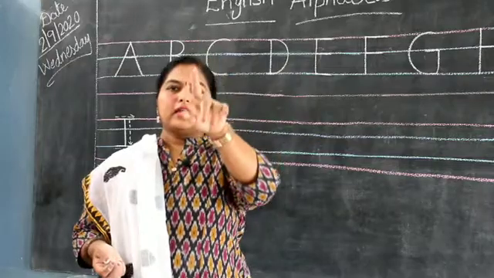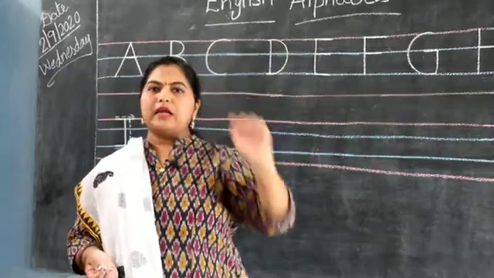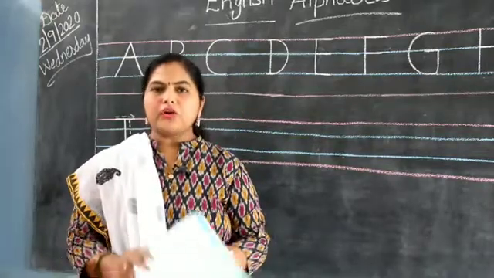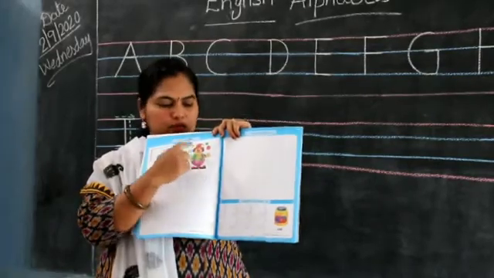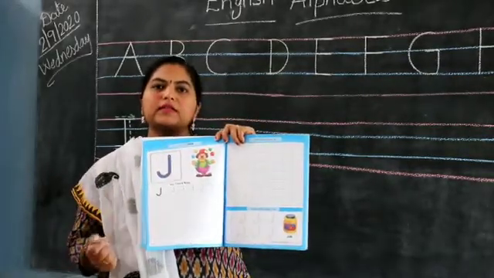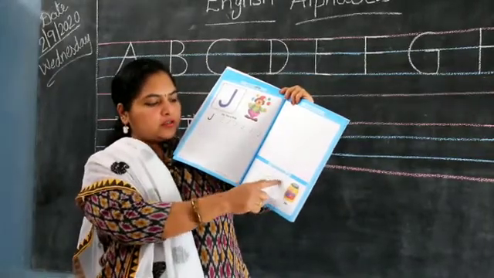A standing line, take a curve and then draw a sleeping line. That's your J. So you will write J here. J is for joker as well. So the word joker starts with the letter J. So once you have done with that, write it with your crayons.